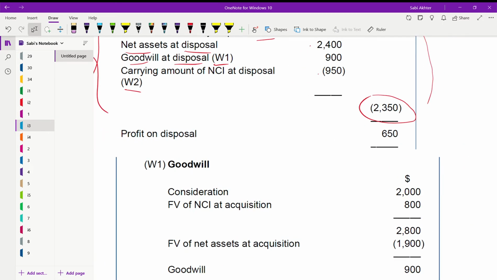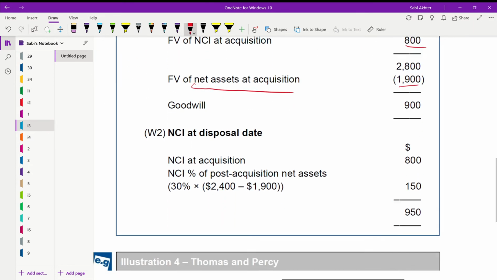Okay, you bought it for 2. Fair value of NCI at acquisition was 800. And net asset at acquisition. Now you needed this net asset at acquisition for finding goodwill. So 900 is the goodwill. Okay. Carrying amount of the NCI at disposal, 950. So NCI at acquisition is 800.